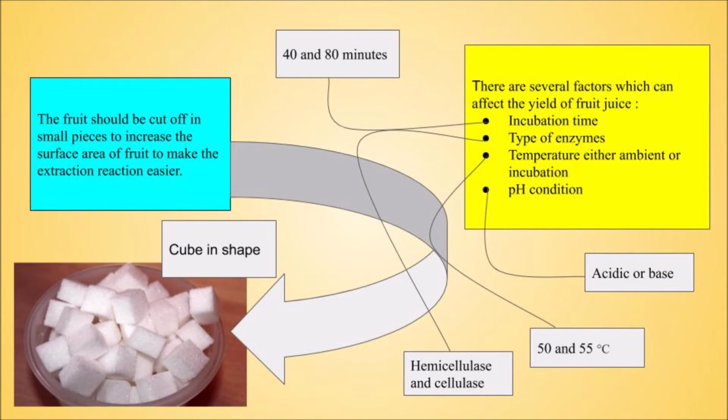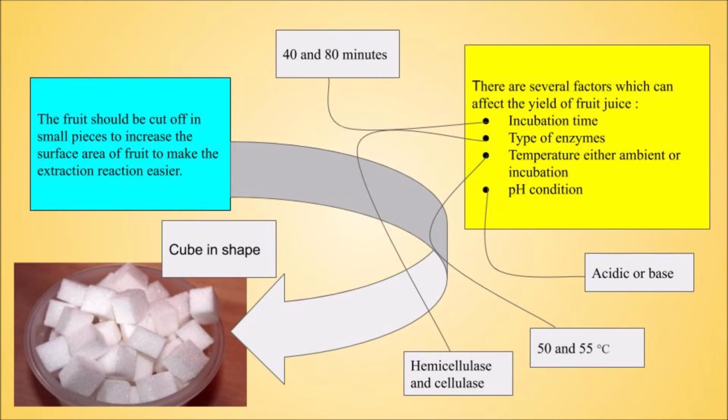So this is an example of how the fruit or any raw material has been cut into cube shapes. There are several factors which can affect the yield of the fruit juice, which are incubation time, type of enzymes, temperature, at the ambient temperature or incubation temperature, and the pH condition.